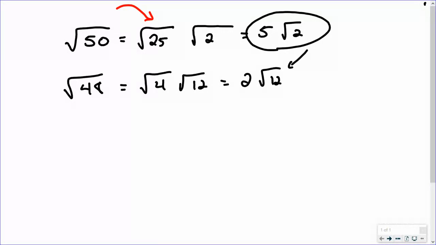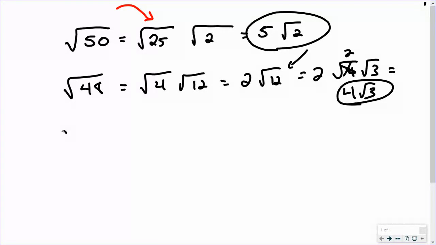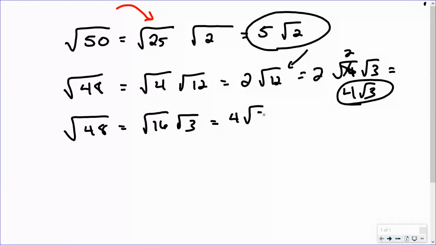Well, 12 can be broken down into 4 times 3. Well, the square root of 4 is really 2. So this ends up to be 4 root 3. Now, this is an example of why I think it's smarter to go big first. If I do this, it will be the square root of 16 times the square root of 3. Okay, and then I get 4 root 3.